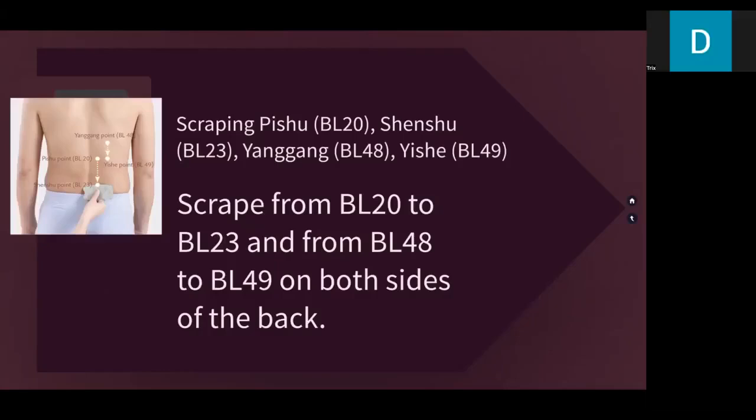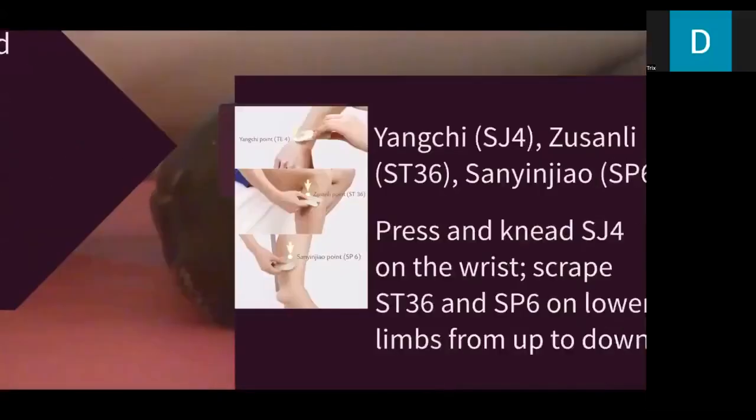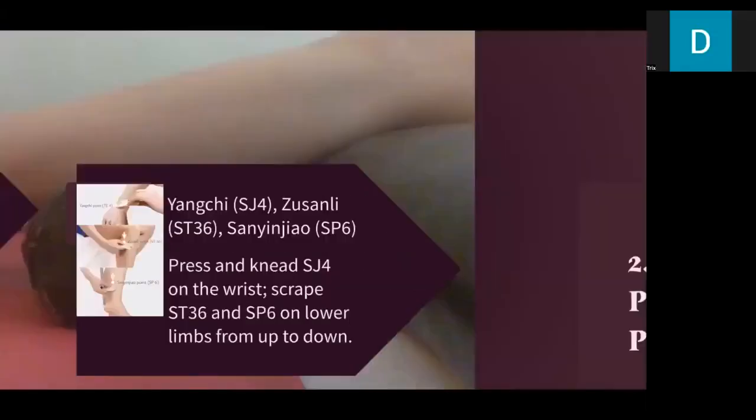Scrape from bladder 20 to bladder 23 and from bladder 48 to bladder 49 on both sides of the neck of the back. Chong 1 and Chi Hai. Scrape from CV12 to CV6 from up to down on the abdomen, respecting Shen Che as the border. Yang Qi, Susan Lee, and San Yin Xiao, press and knead San Xiao 4 on the wrist. Scrape stomach 36 and spleen 6 on lower limbs from up to down.